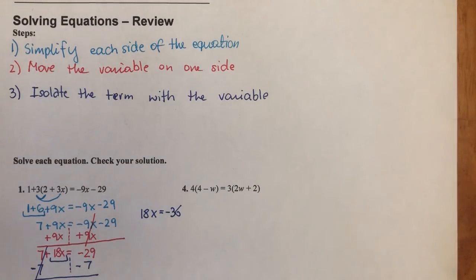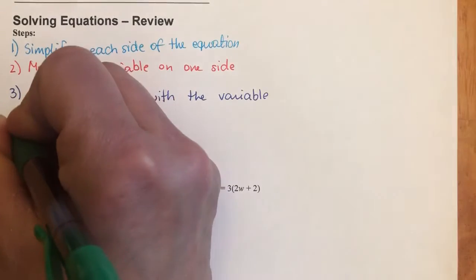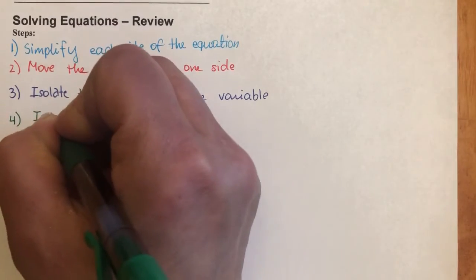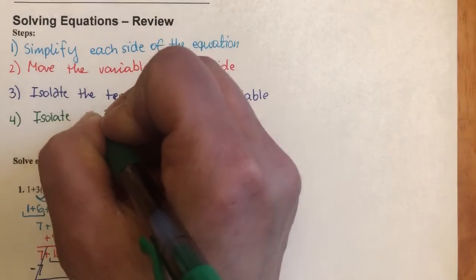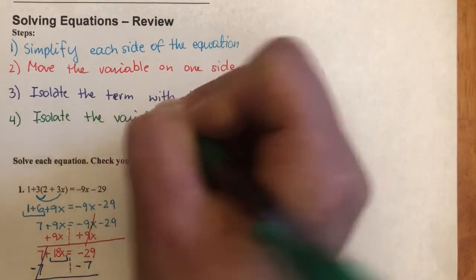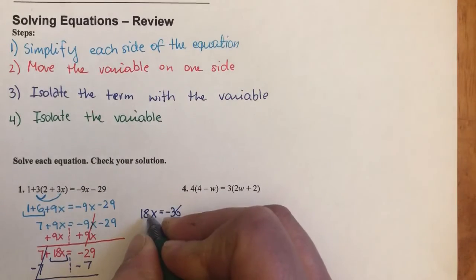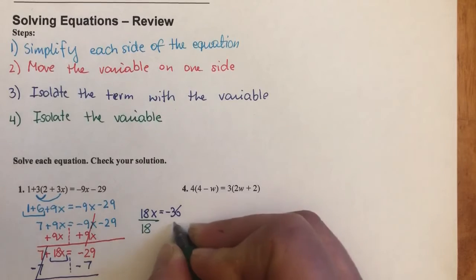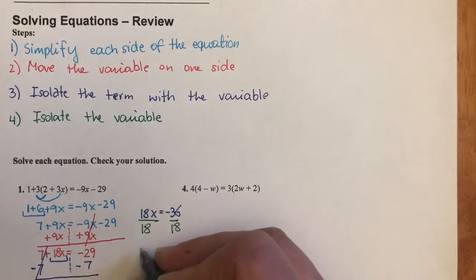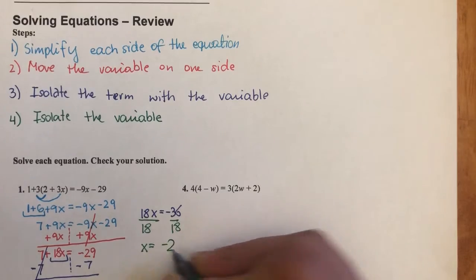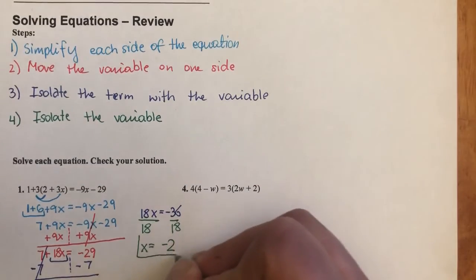And now my last step is going to be to isolate the variable. To isolate the variable, I have to undo the multiplication. I'm going to divide both sides by 18. If I divide both sides by 18, I will have x is equivalent to negative 2. And this is our solution.